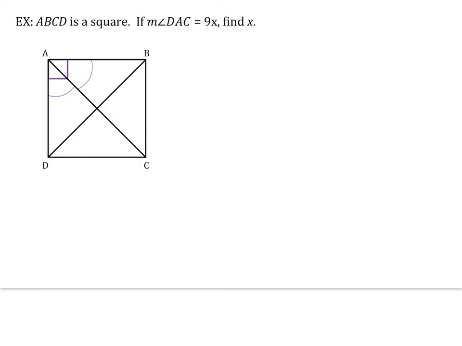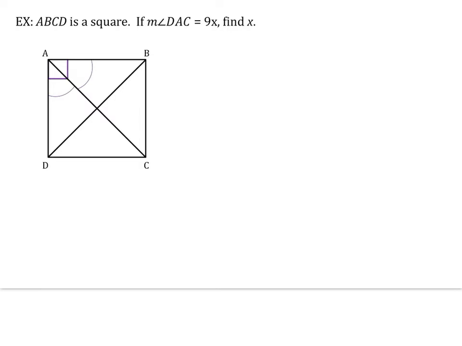So let's take a look at an example, ABCD. We know that the property of squares is that it has all four right angles because it has the same properties as a rectangle. And we also know that the diagonals bisect opposite angles. So if I know that any of the angles are right, in other words 90 degrees, and diagonals bisect, then that makes each angle at the right angle congruent. So let's set up our equation.